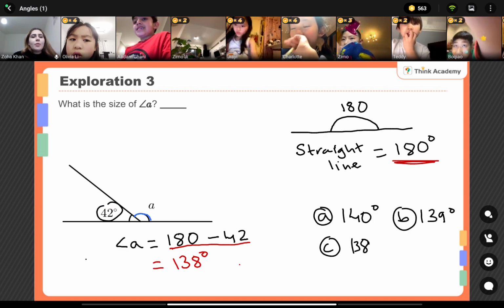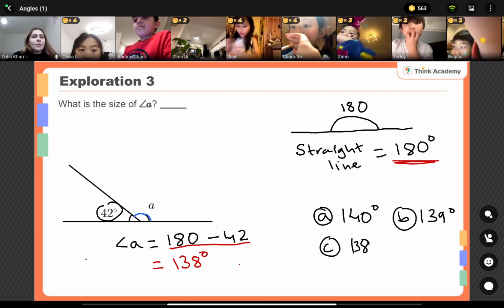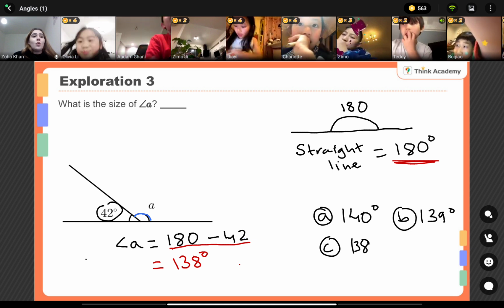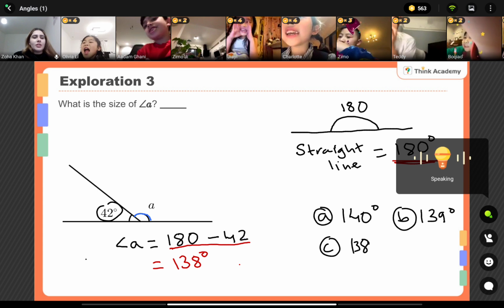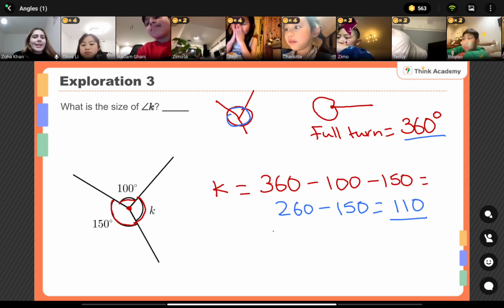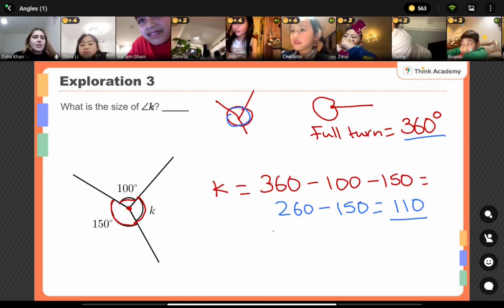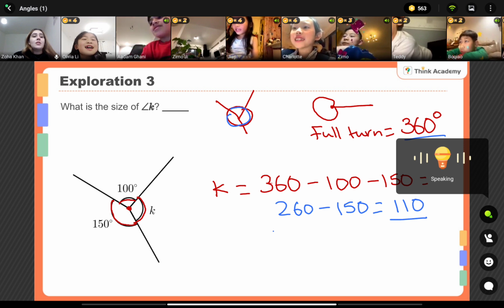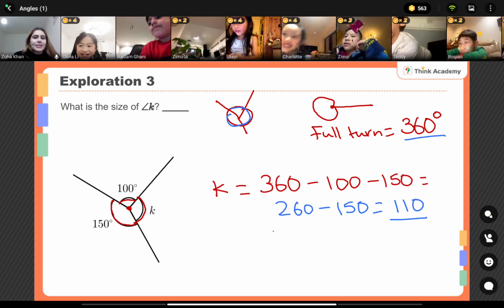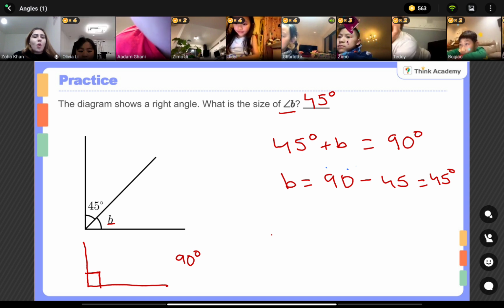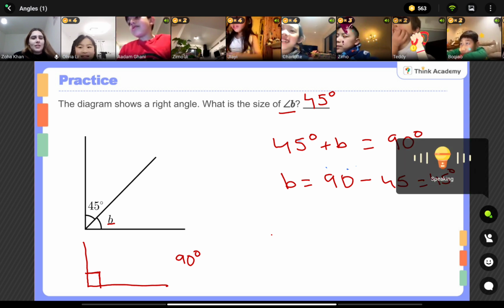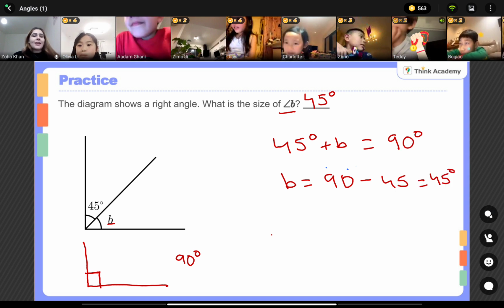Okay, so everyone, angles on a straight line have to add up to what? All shout out. 180. Angles around a point add up to what? 360. Amazing. And angles like this in the corner add up to what? 90. Amazing. Very, very well done.